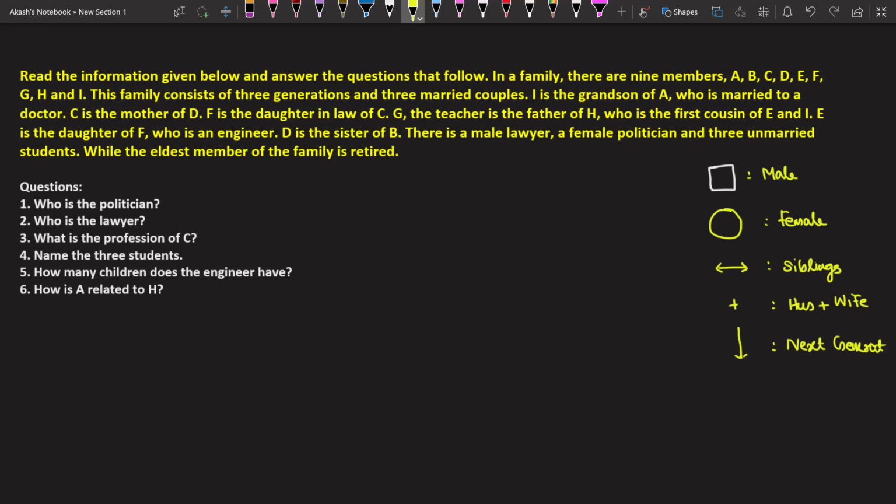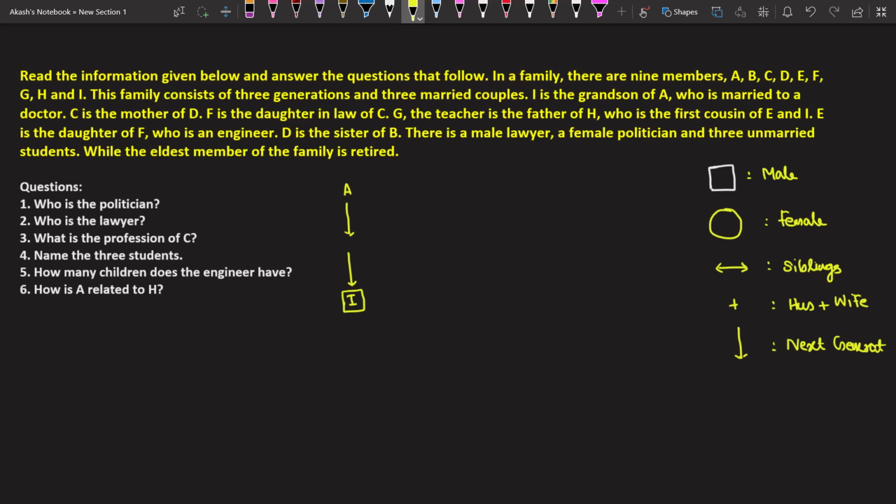First statement: I is the grandson of A. So obviously I will be a male, and he can be represented by using a rectangle or a square. Since I is the grandson of A, I will be in the third generation and A will be in the first generation.